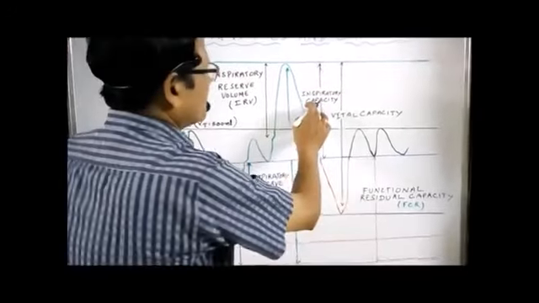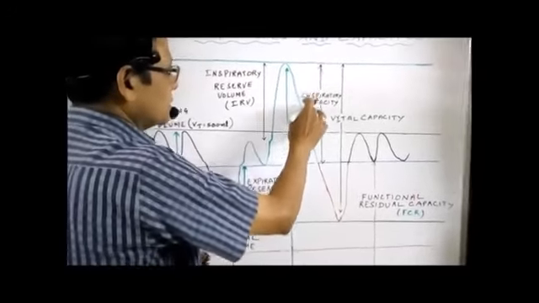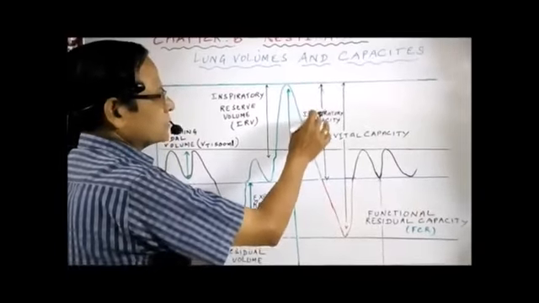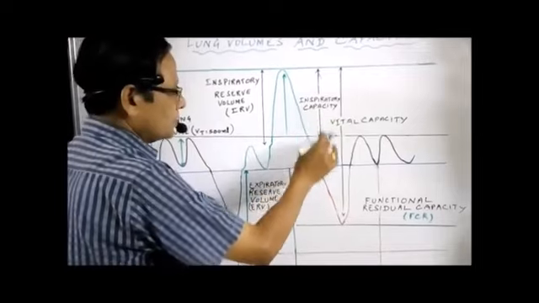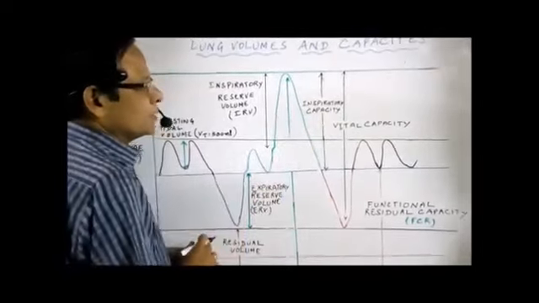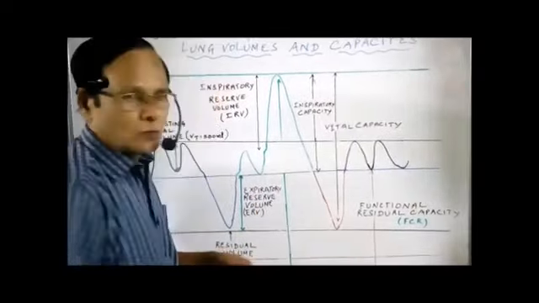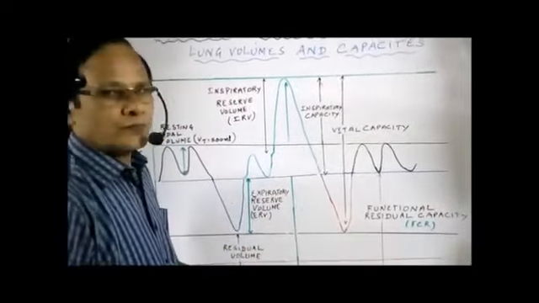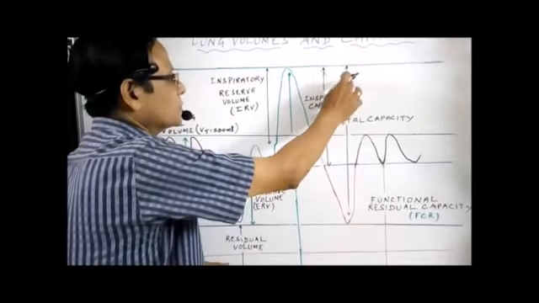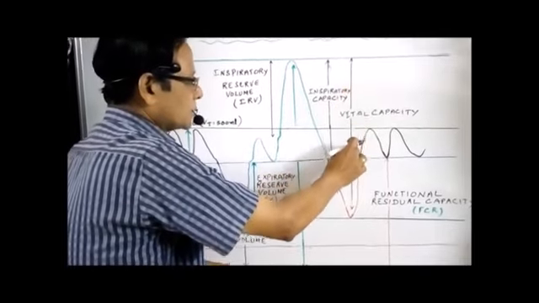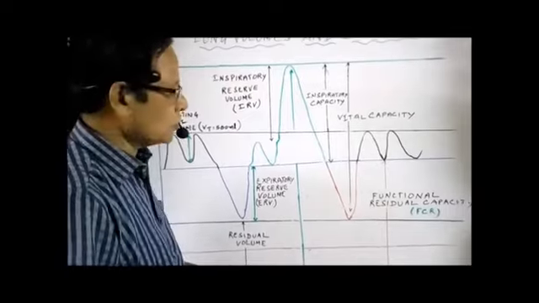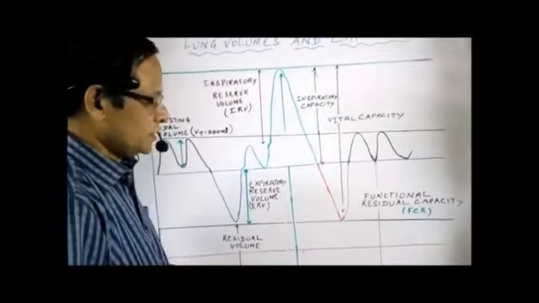Now inspiratory capacity includes inspiratory reserve volume plus tidal volume. That's why I'm extending the line here to here. Then vital capacity includes inspiratory reserve volume, tidal volume, and expiratory reserve volume. So this is inspiratory reserve volume, this segment is the tidal volume, and this is the segment showing the expiratory reserve volume, together forming vital capacity.